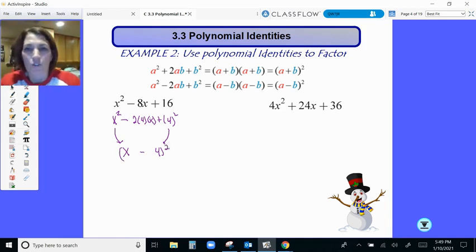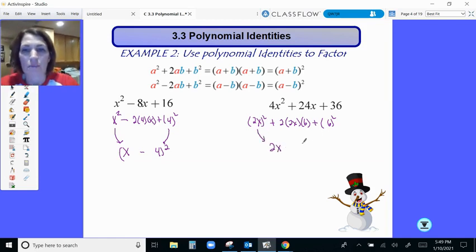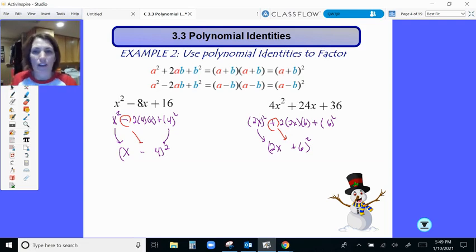Again, if we're going to do it when we have something other than a 1 as a coefficient, this would be 2x quantity squared plus, and then this would be my 6 quantity squared. So this middle term should be 2 times my first term, 2x, times my last term, 6. So we have 2x squared plus 2 times 2x times 6 plus 6 squared. Then to factor that, if you recall, is going to be just 2x plus 6 quantity squared. And again, this sign determines what goes there, right? This sign here determines what goes there, okay? And that's how you factor the perfect square trinomial.